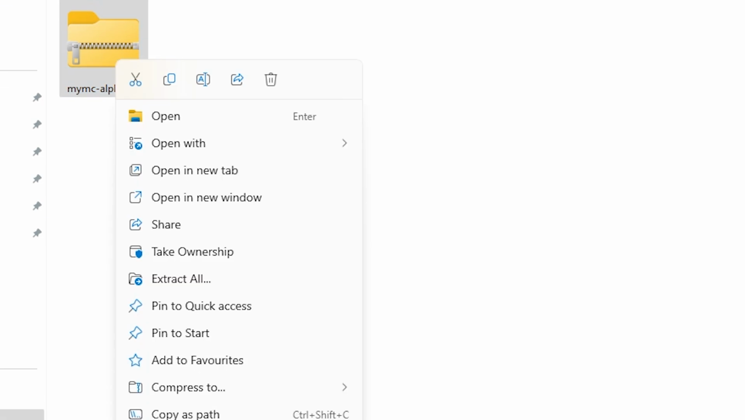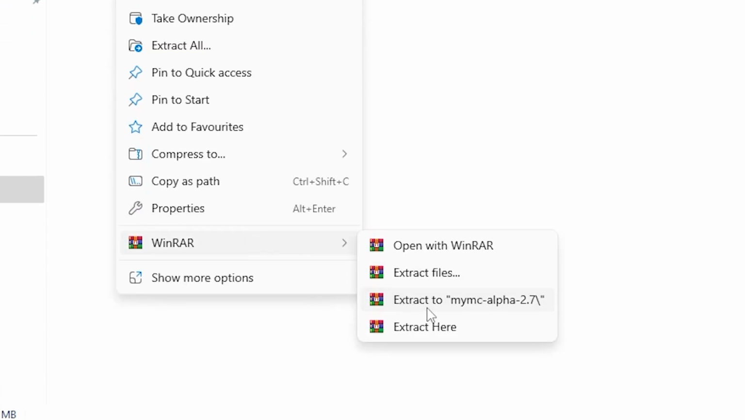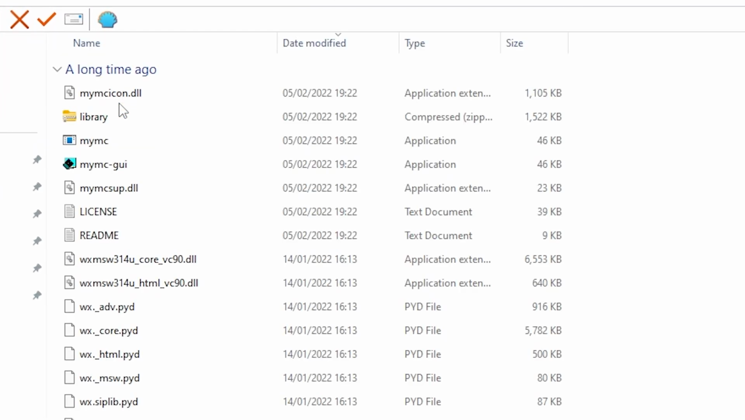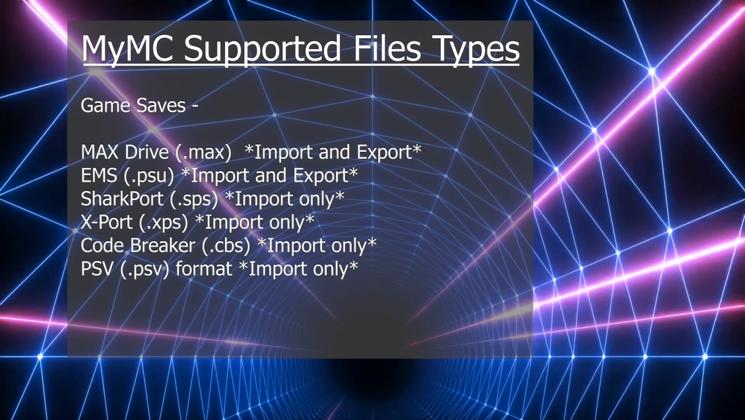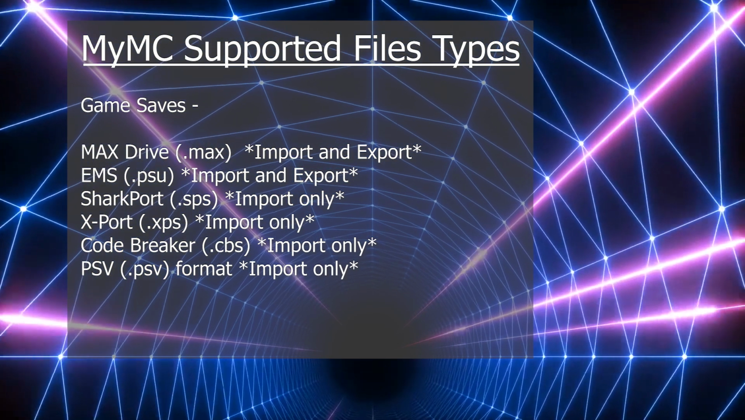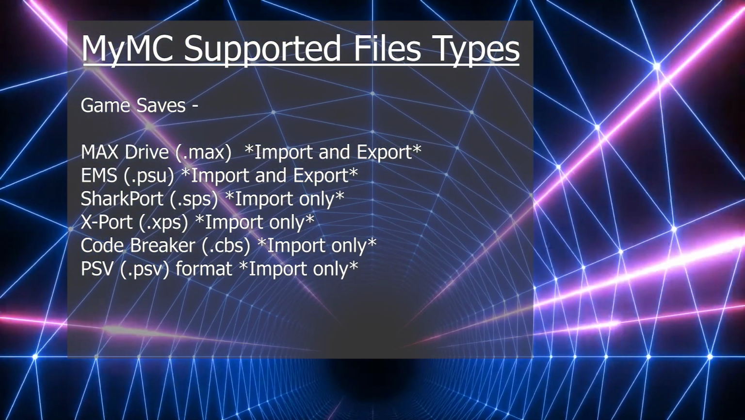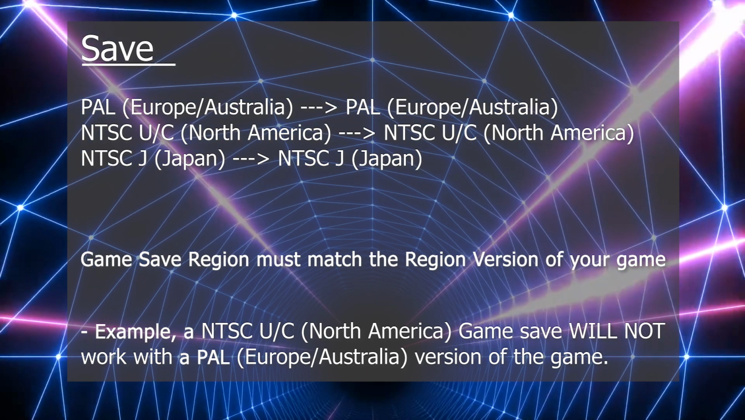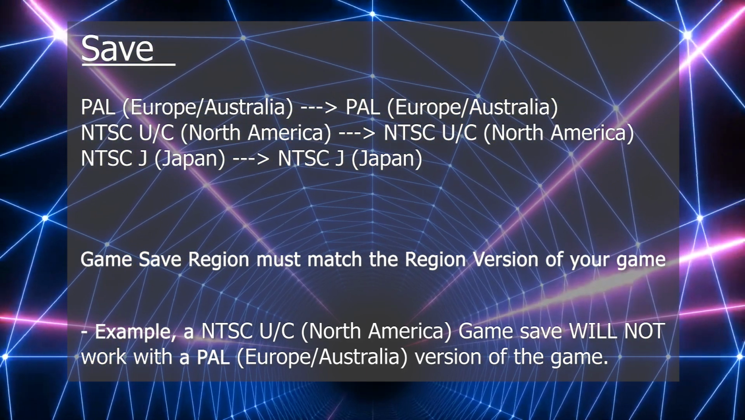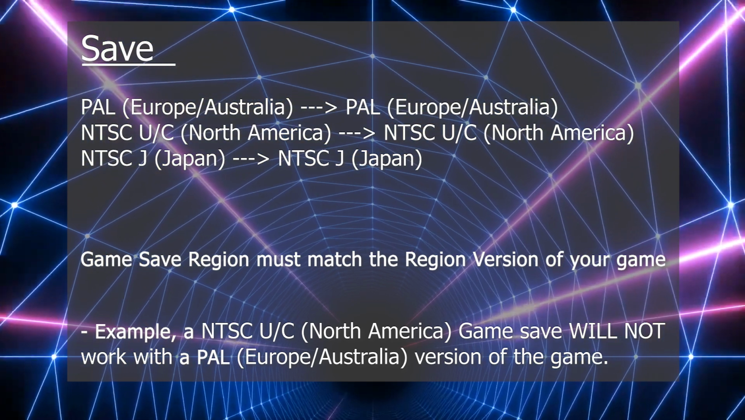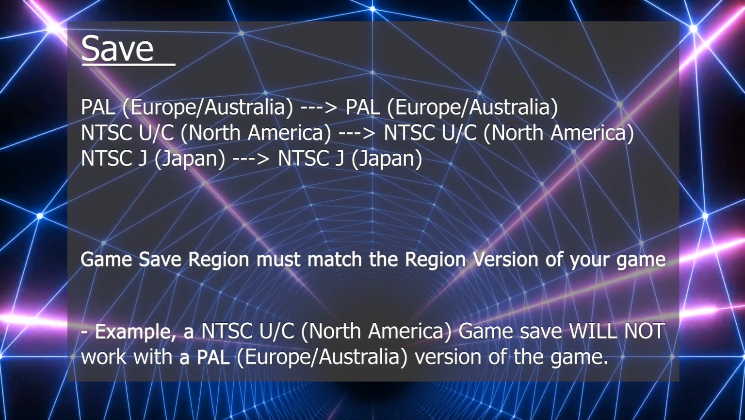Once you've got it, unzip the folder, and then once it's extracted, you can then delete the zipped folder. You don't need it anymore. Enter the MyMC folder, and what you then need to click on is MyMC-GUI. MyMC can read a variety of different file types, just make sure that they're PlayStation 2 compatible. Most importantly though, they need to be from the same region your game is from. MyMC can also read PlayStation 2 virtual memory cards, as well as individual save files.